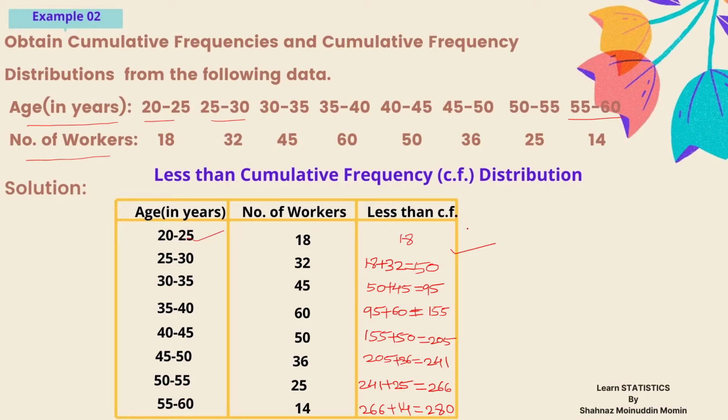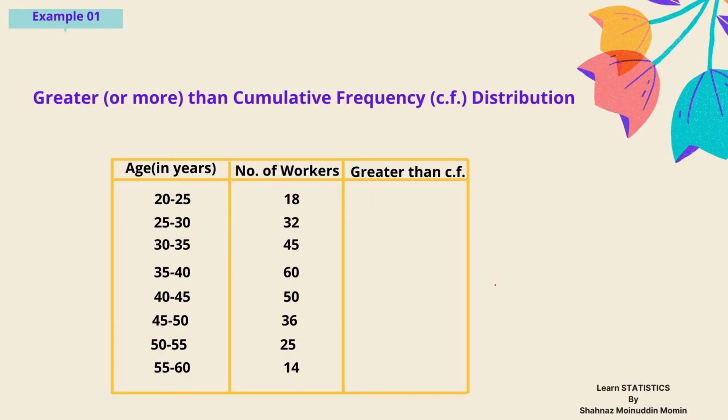and the age in years along with the less than cumulative frequency is called a less than cumulative frequency distribution of the given data. Now let us calculate the more than or greater than cumulative frequency. For more than or greater than cumulative frequency, we shall start from the bottom of the frequency column. Here the frequencies are the number of workers. So start from the bottom, means write down the last value as it is, 14, then add the last two numbers of workers, 25 plus 14.